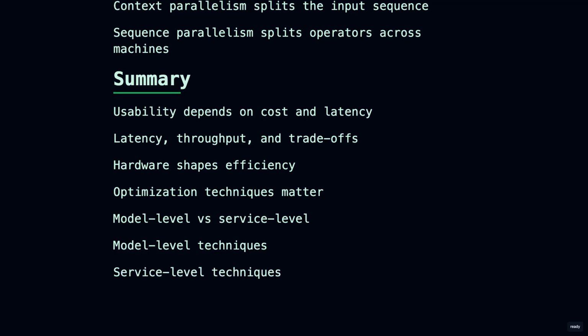At the service level, batching and parallelism are major tools. For autoregressive models, prefilling and decoding separation and prompt caching can make a big difference.